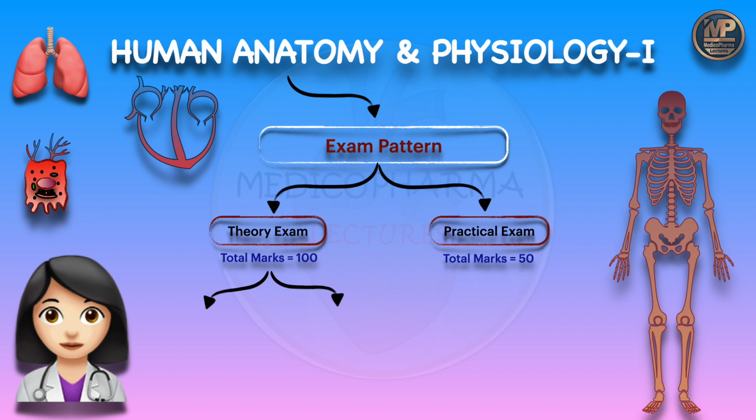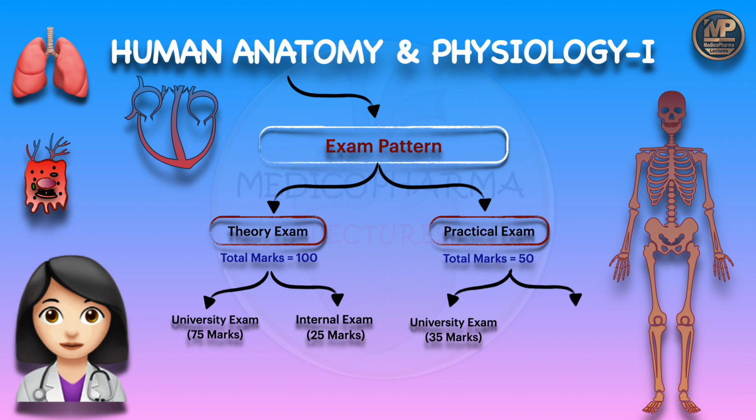If you talk about the theory exam, these 100 marks are further divided into two parts. One part is conducted by the university, called the university exam, which carries 75 marks, and the other part is called the internal exam, which carries 25 marks and is conducted by the institute or college. Coming to the practical exam, it also has two parts: the university exam which carries 35 marks and the internal exam which carries 15 marks.